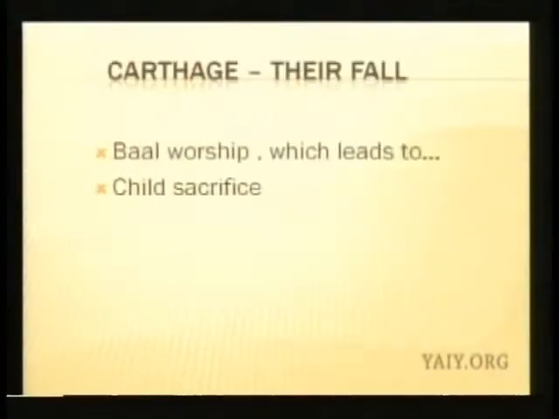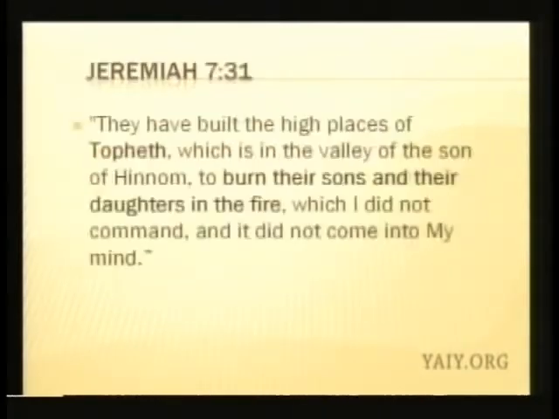They had tophets, which are places where they buried the dead bodies of the human sacrifices. You'll see it mentioned in Jeremiah 7 and 19, bad news. And that's what led to the fall of Carthage, their Baal worship, which leads to child sacrifice. Bad. And there's the passage in Jeremiah 7 speaking of that Tophet in the land of Israel, where they burned their sons and their daughters in the fire. That which Yahweh did not command, did not enter his mind that they'd do such a terrible thing.